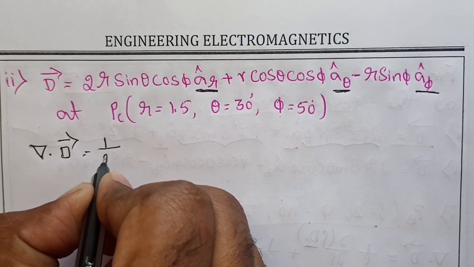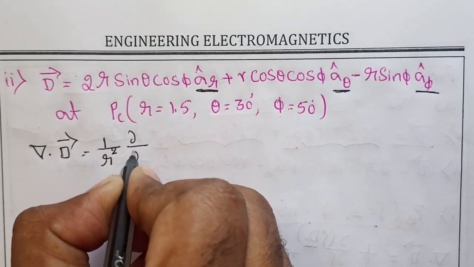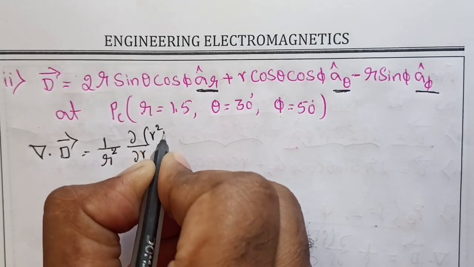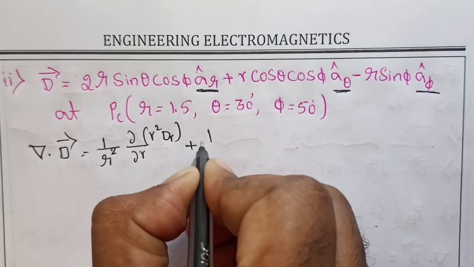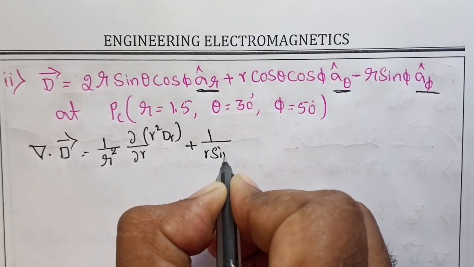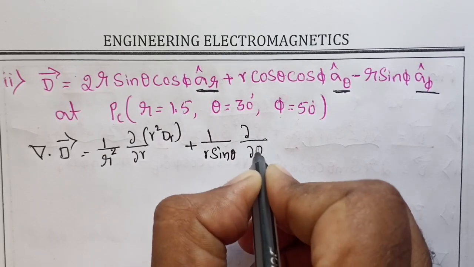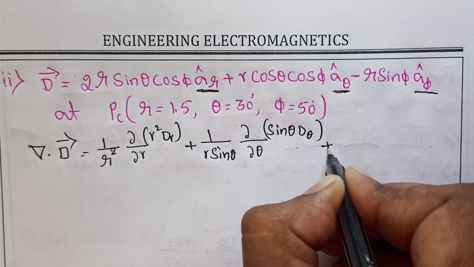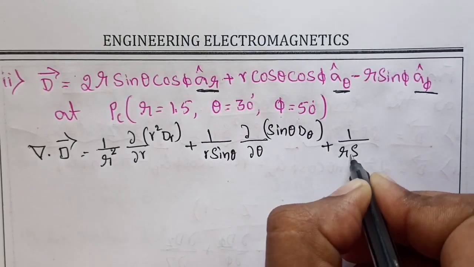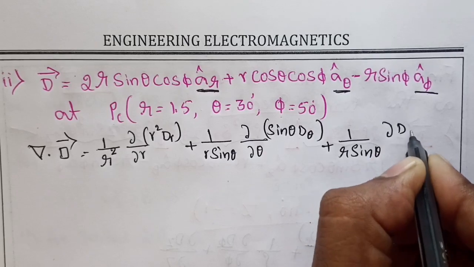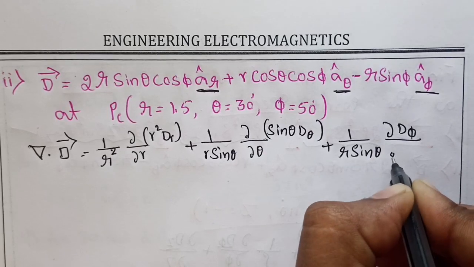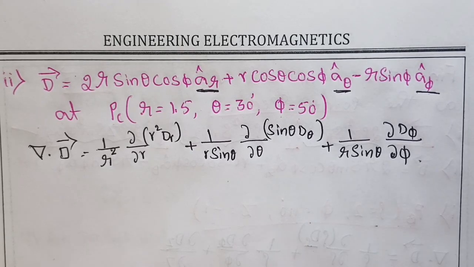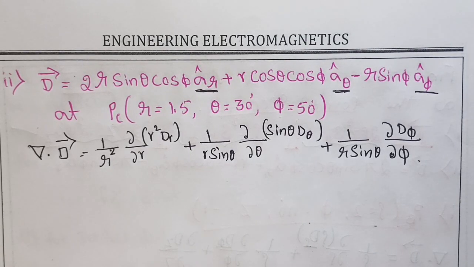It is 1 by r square into dou by dou r of r square into D_r, plus 1 by r sin theta dou by dou theta of sin theta into D_theta, plus 1 by r sin theta dou D_phi by dou phi. This is the del dot D, divergence of vector D, for a spherical coordinate system.